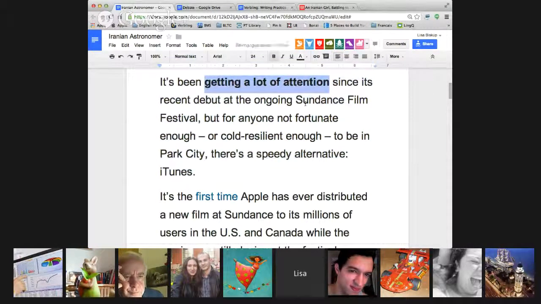So getting a lot of attention, that means a lot of people are watching it. They've seen the movie at the film festival, but also a lot of people are talking about it. So if something gets a lot of attention, it means a lot of people are discussing it, talking about it, wanting to know more about it. And so that's what's happening. Like I said, Sundance Film Festival, that's the name. Sometimes if you see movies on iTunes or if you rent a DVD, a lot of times on the package they'll put, you know, winner of the Sundance Film Festival Award for something.